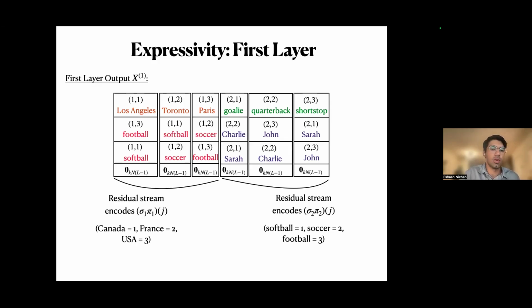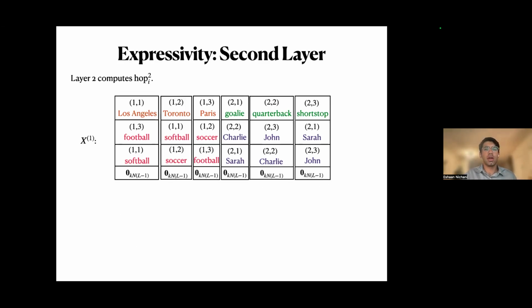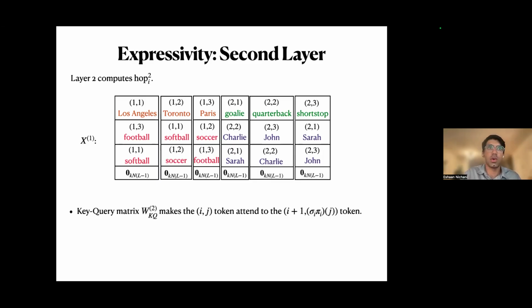Great, so this is the output of the first layer. Now let's walk through what happens in the second layer. The second layer is going to compose adjacent σ_i and π_i permutations in order to compute some hop-2 function. How this is done is that the second layer key query matrix is going to make the (i, j) token attend to the (i+1, σ_i(π_i(j))) token for each i and j.